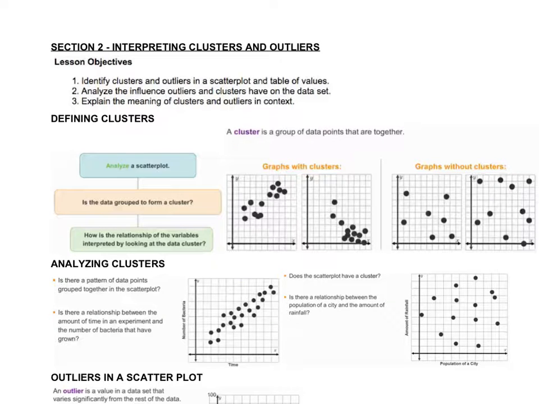This is a video over Section 2, and what we're going to be doing in this section is interpreting graphs, okay?